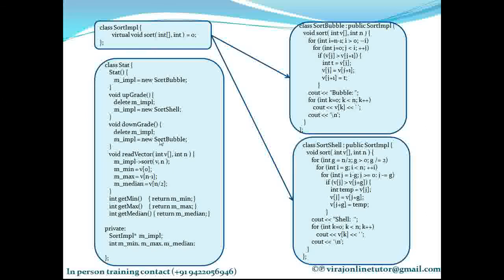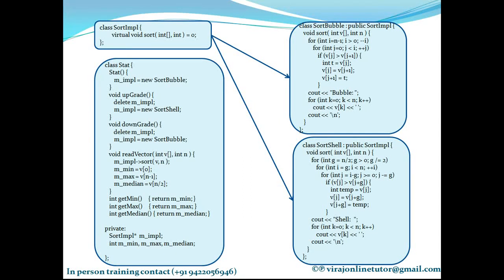What if someone calls downgrade? If someone calls downgrade, I'm switching back to the bubble sorting algorithm. What does this read vector do? It reads the vector and it just calls the sort function.